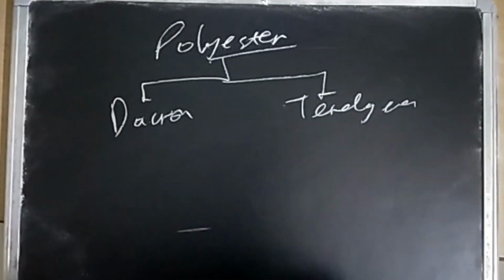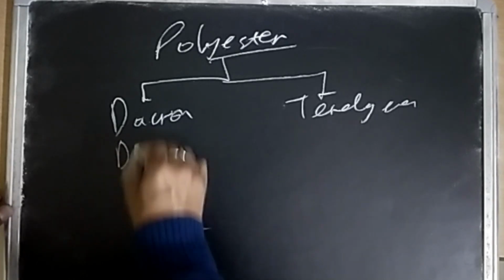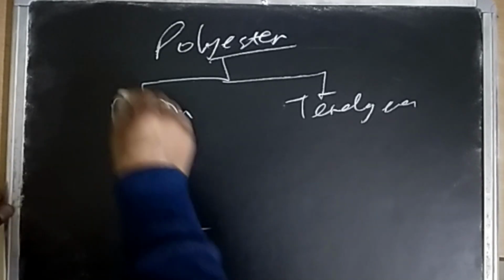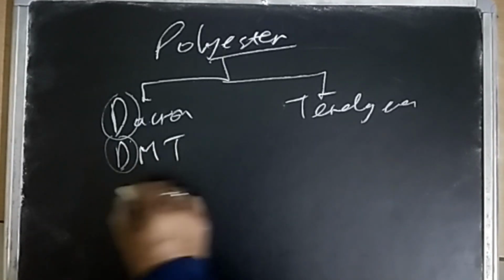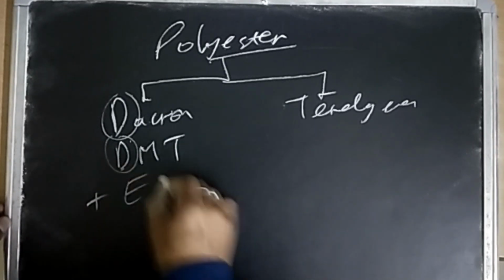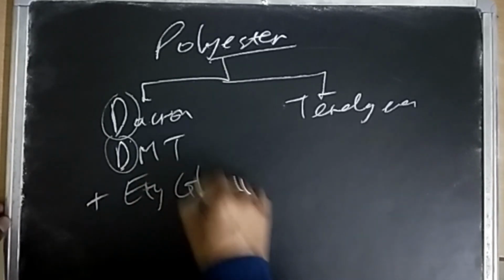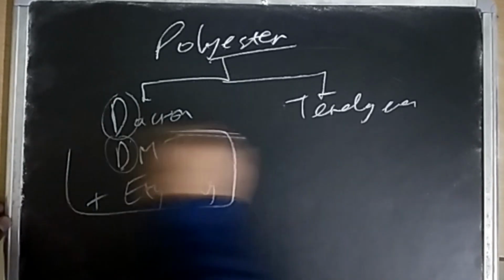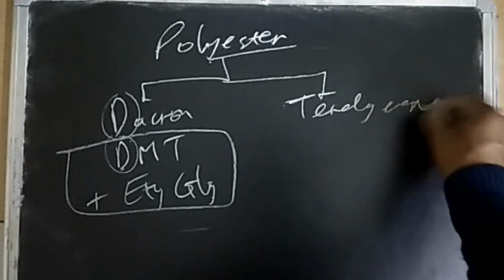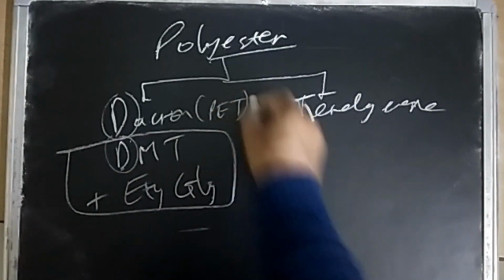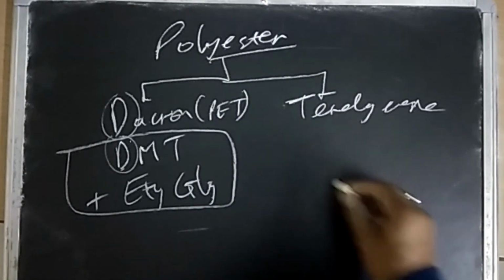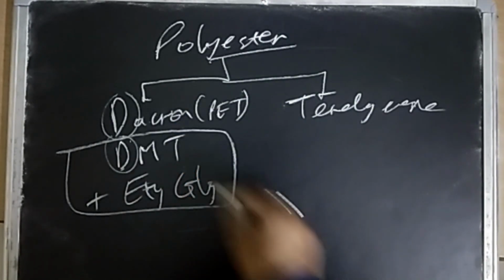So in Dacron, remember DMT. Okay, DMT, dimethyl terephthalate, plus ethylene glycol. This is the main thing here. And in Terylene, because this is PET, polyethylene terephthalate. So in Dacron, DMT plus ethylene glycol.